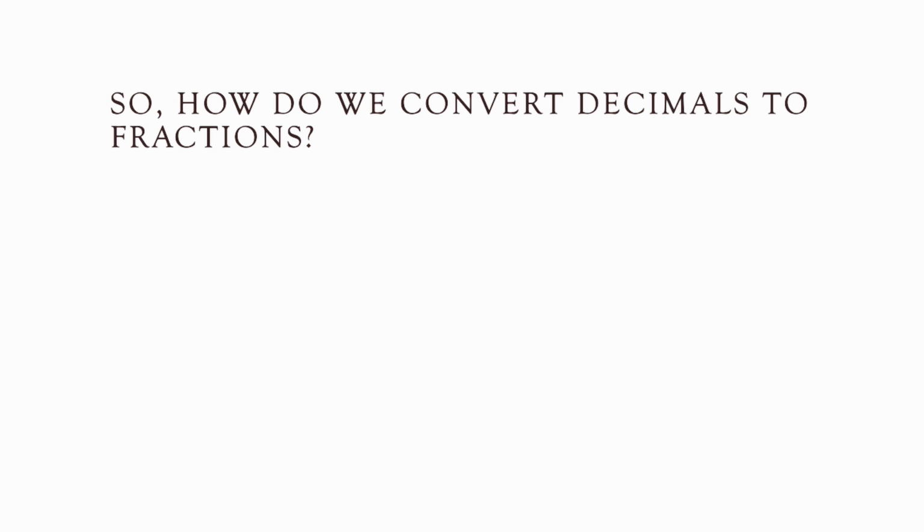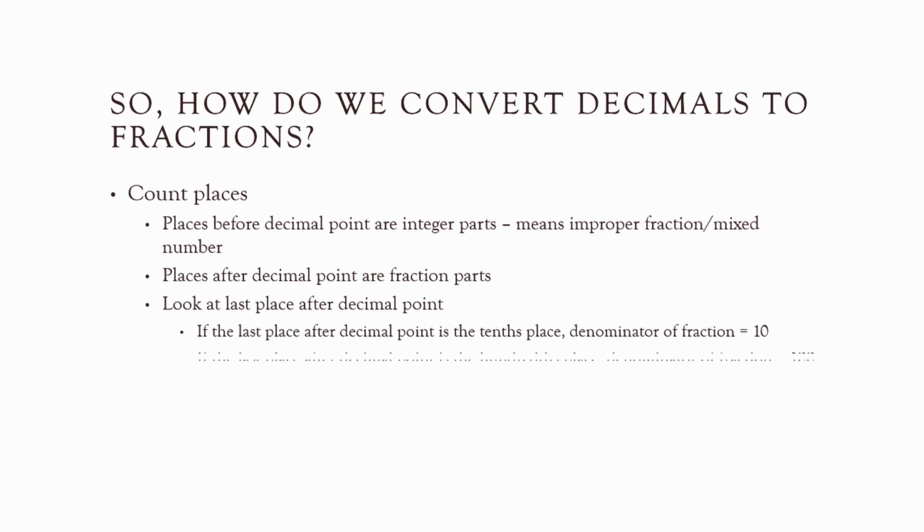So how do we do this? Well, we count the places. And places before the decimal point are our integer parts, which means when we're converting it, then we would get an improper fraction or a mixed number. And it's easier to convert decimals into mixed numbers than it is to improper fractions, because with decimals, we already have that integer part right there, so we can just write it as the mixed number instead of the improper fraction.